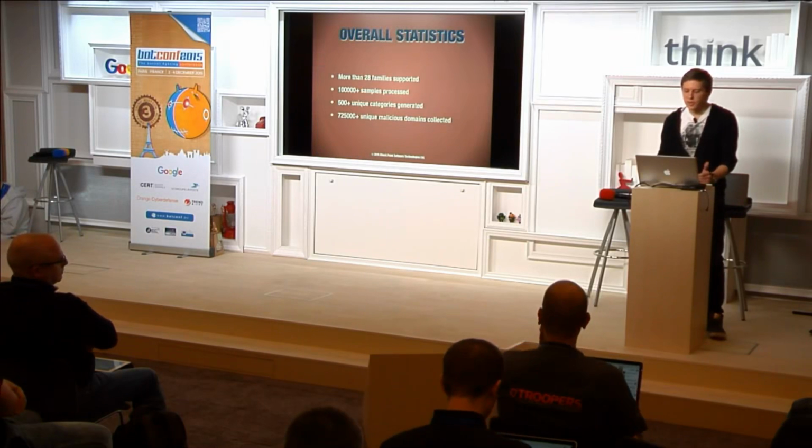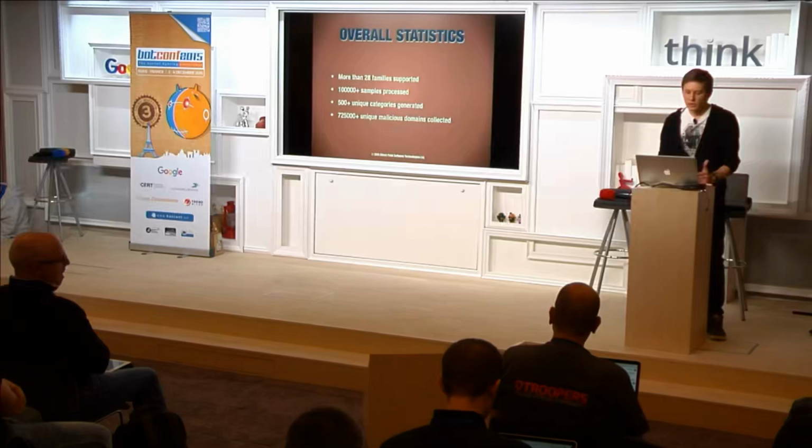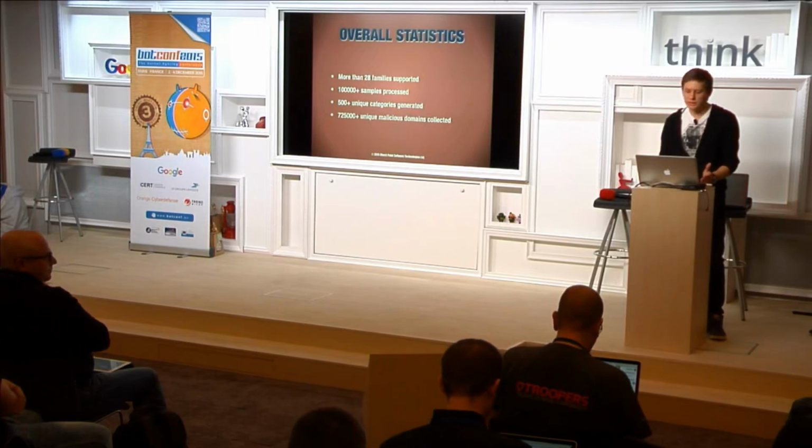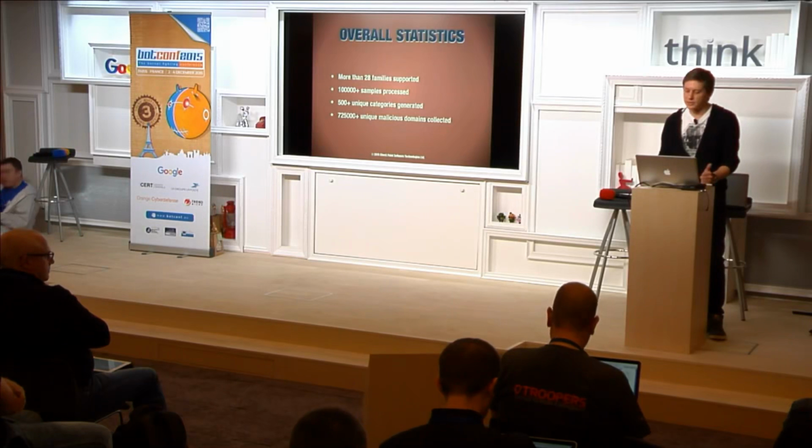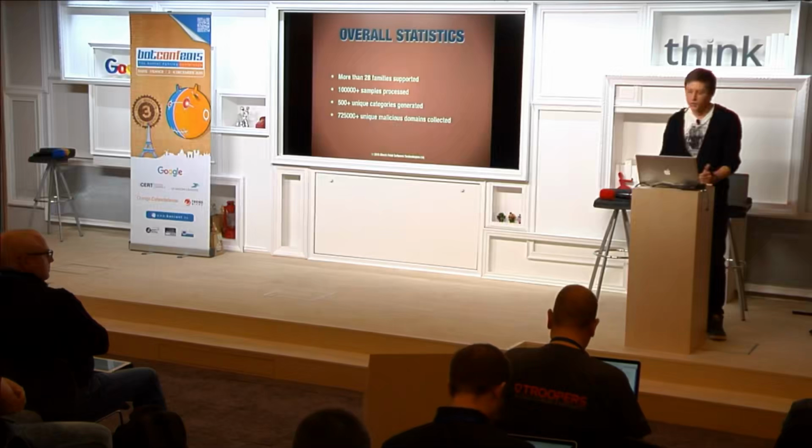So let's take a look at the DGA Lab overall statistics. At the moment, we support more than 28 distinctive families. Also, DGA Lab has already processed more than 100,000 samples. 500 plus categories have been discovered, and we collected more than 700,000 unique malicious domains divided by categories during the DGA Lab operation.